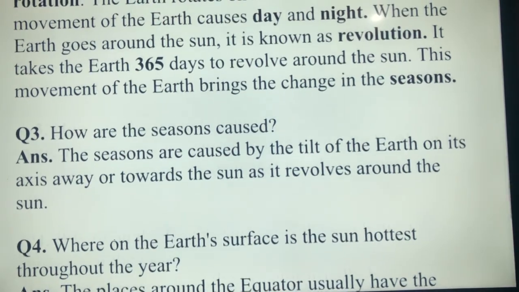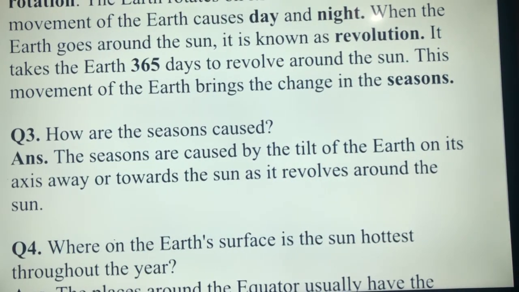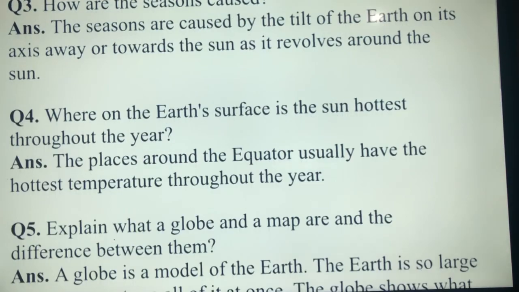Let me focus that for you. How are the seasons caused? The seasons are caused by the tilt of the earth on its axis away or towards the sun. When the tilt of the earth moves away or closer towards the sun, as it revolves around the sun, it brings the seasons. It changes the seasons. So let's move to question number 4.